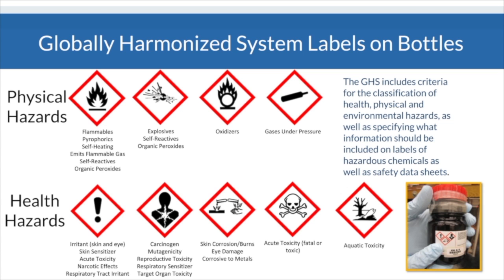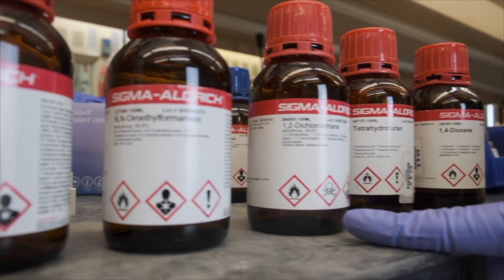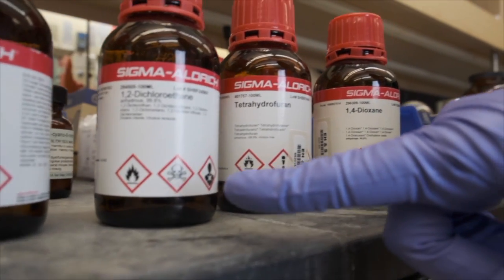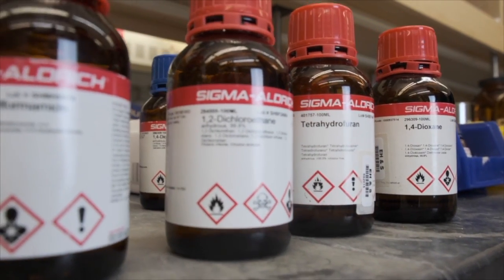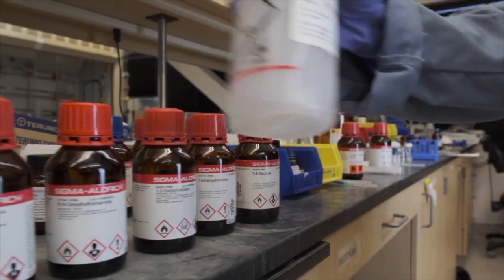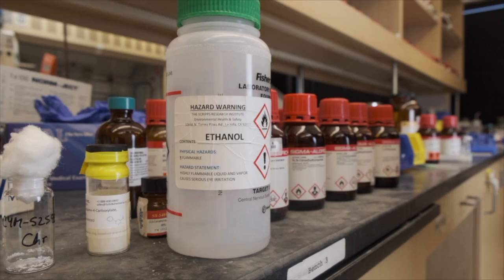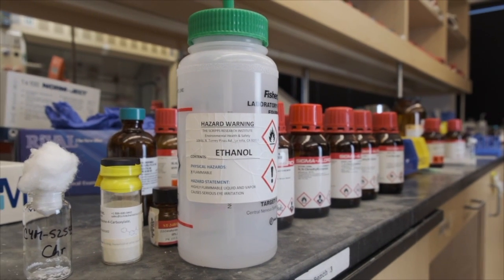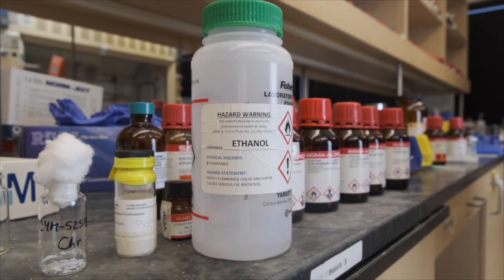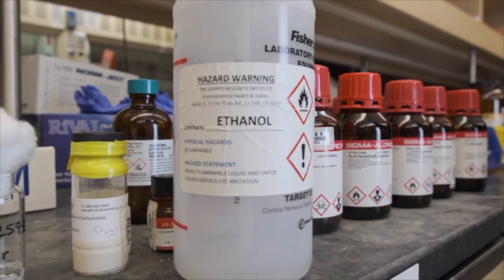GHS labeling is the Globally Harmonized System of labeling, and each bottle will contain pictograms that indicate the chemical's physical, environmental, and health hazards. For chemicals that are not in the original container, such as this one, they will need a hazard warning label. These labels can be provided to you by EHS.